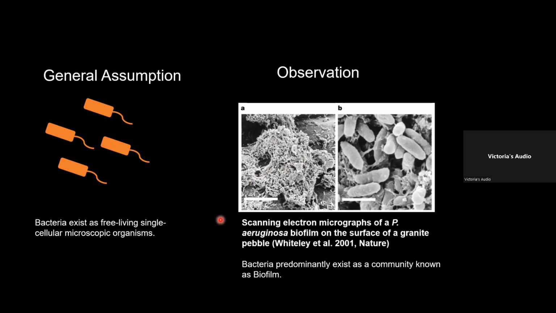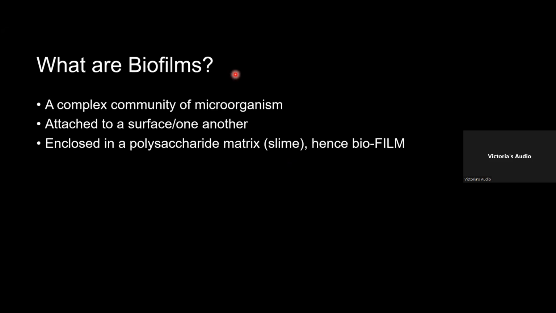Research over the years has shown that bacteria, as opposed to my initial assumption that they exist as single cellular free-floating cells, actually exist as a huge community. This allows them to be more dominant, more resistant to antimicrobial treatments, and more resistant to harsh environmental conditions. Like I mentioned, these communities are known as biofilm. So the question is, what is a biofilm?